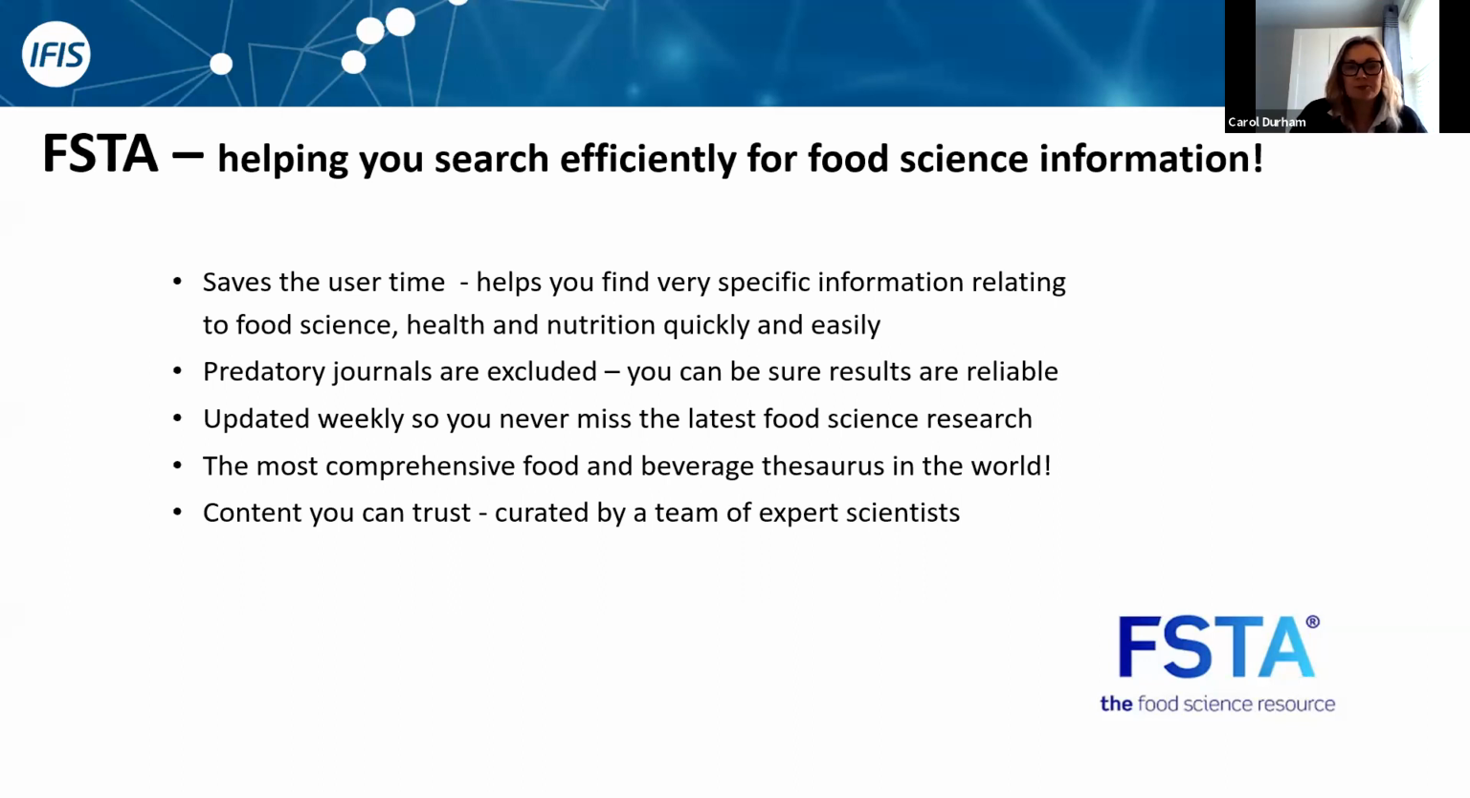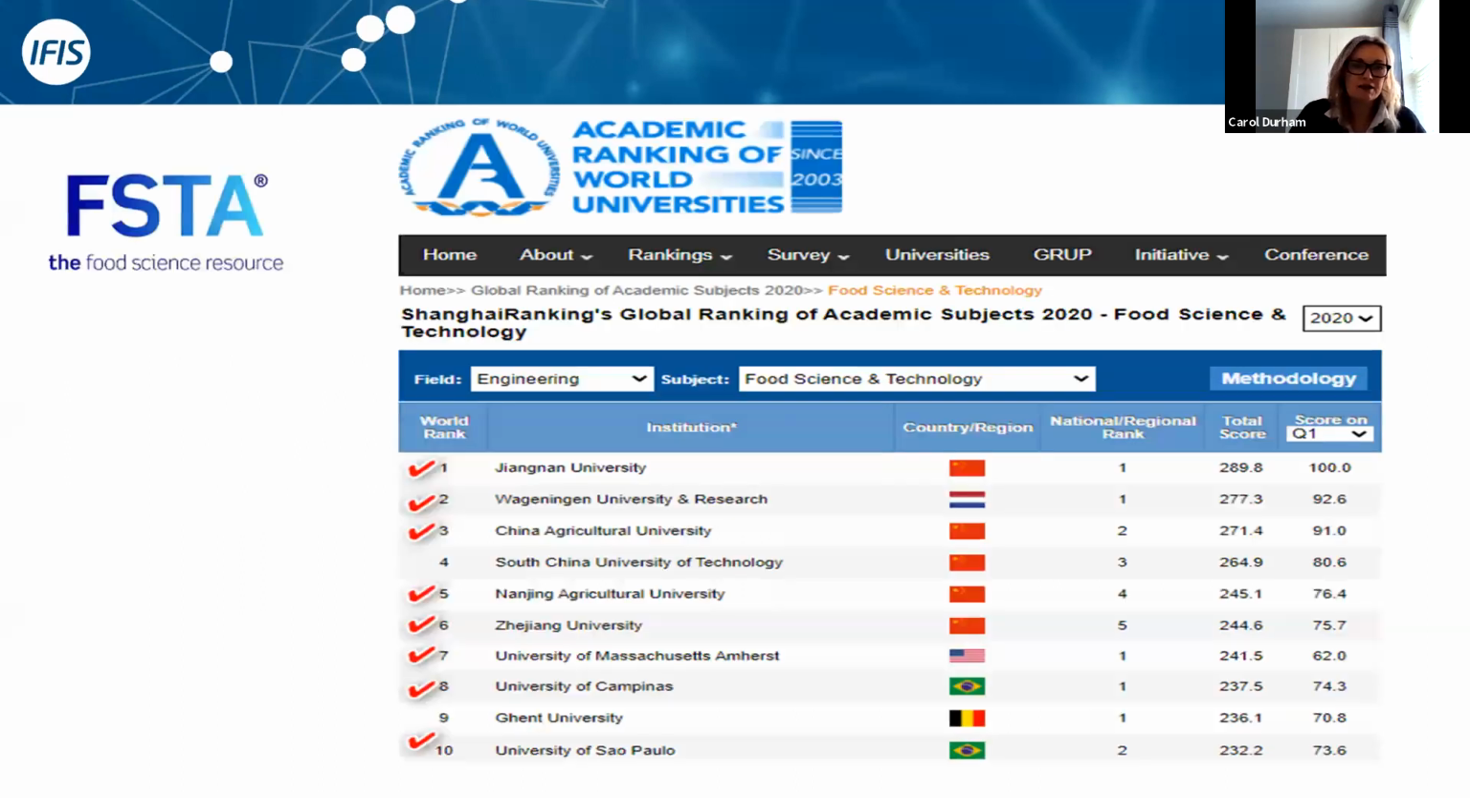So moving on, what you can see here on this slide is a screenshot of the Shanghai Rankings global ranking of academic subjects 2020. So we're looking at food science and technology, and you can see the top 10 universities in food science and technology in the world. And those that have a tick next to them, they all subscribe to FSTA. So you can see that 8 out of 10 of the top universities that produce food science research use FSTA to help them to do that.